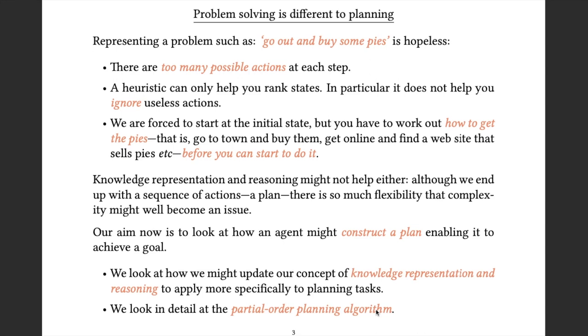And here are some examples of why, in practice, in trying to construct an agent that can work within some environment or other, the approaches that we've seen so far might come up short. If, to use a frivolous example, my aim is to find a plan that allows me to go out and buy some pies, then as an initial problem, I have far too many possible actions at each step that I could consider.